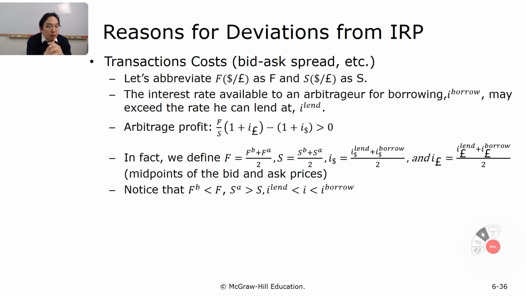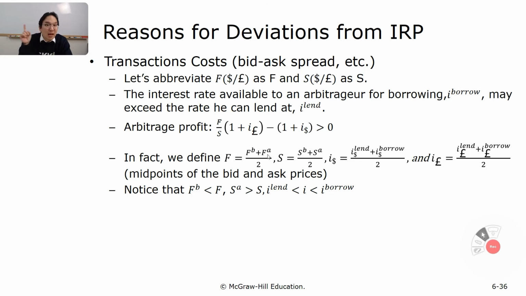And then arbitrage profit is defined like this: F over S times 1 plus the foreign currency's interest rate, minus 1 plus the domestic currency's interest rate. Okay? If this is positive, you have a go. Arbitrage profit will be there. But if it is not, then it is not worth it. Now, in fact, we define F to be the midpoint between the bid forward rate and the ask forward rate.